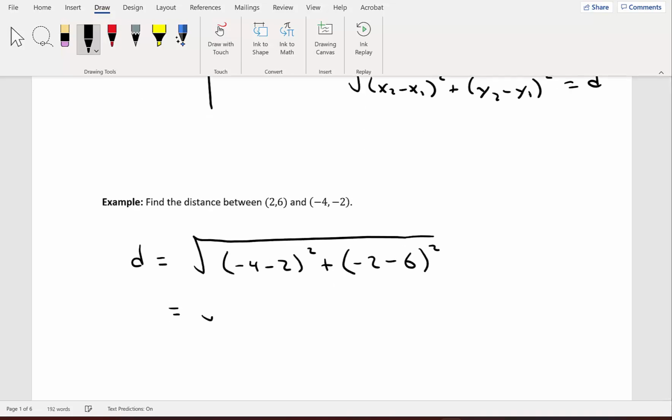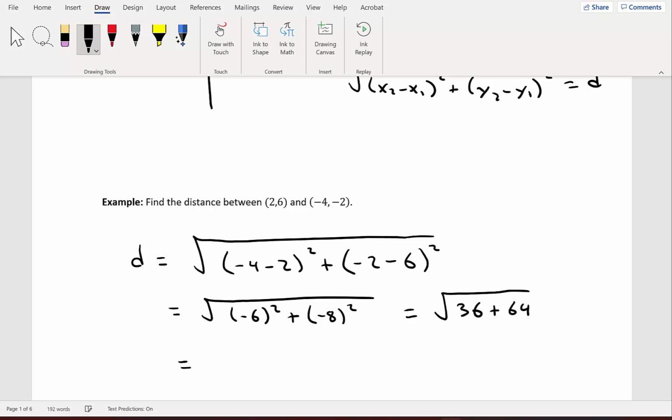Now let's go ahead and simplify. So I have the square root of, so negative 4 minus 2, that gives me negative 6, and then raise to the second power, plus negative 2 minus 6, again negative 8, and then raise that to the second power. Okay, now let's raise each one of these to the second power. So negative 6 squared gives me 36, plus, and then negative 8 squared gives me 64. So this gives me the square root of 100. Square root of 100 gives me 10. So the distance between these 2 points is 10.